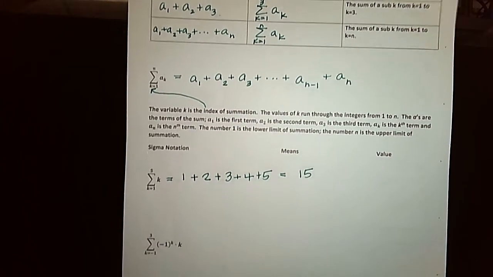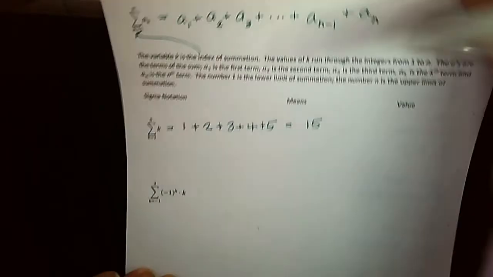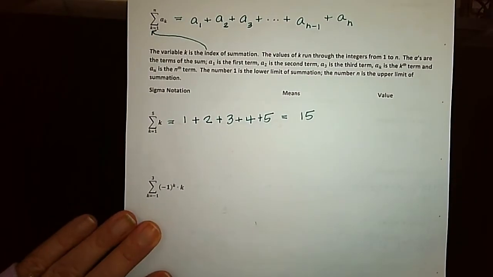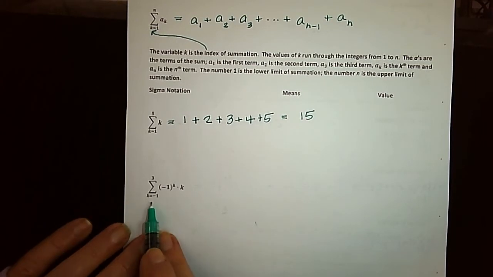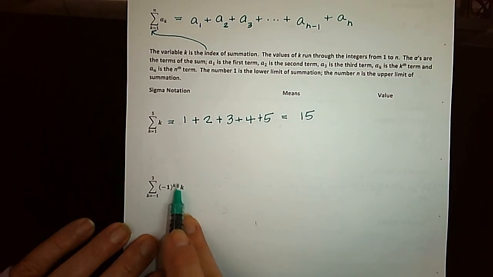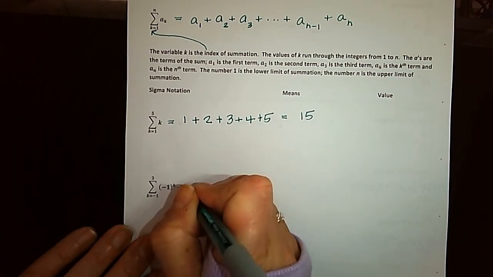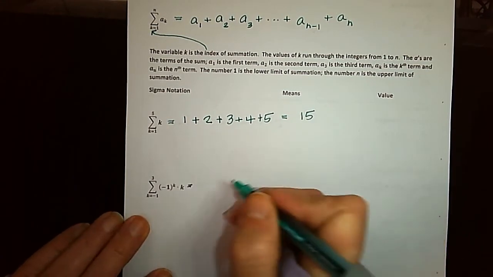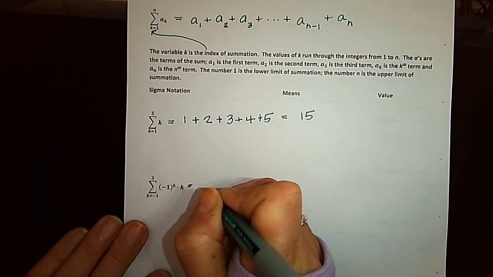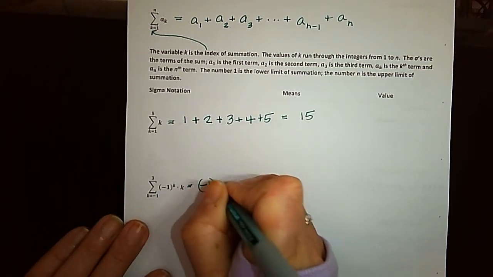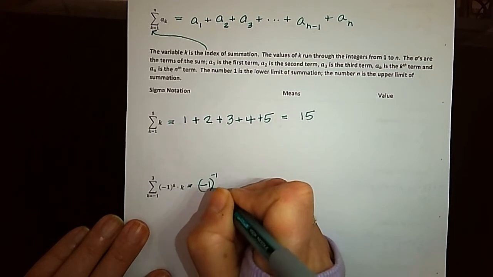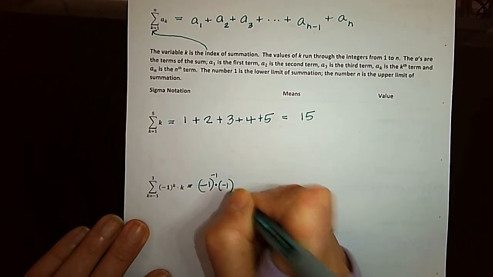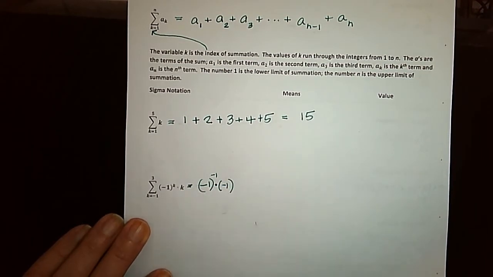All right. On the bottom, we have the summation. K goes from negative 1 to 3, and our rule here is negative 1 to the k times k. So when I plug in negative 1 on the first one, I'm going to get negative 1 to the negative 1, and then I'm going to multiply that times negative 1. So that is going to end up being what my first term would be.